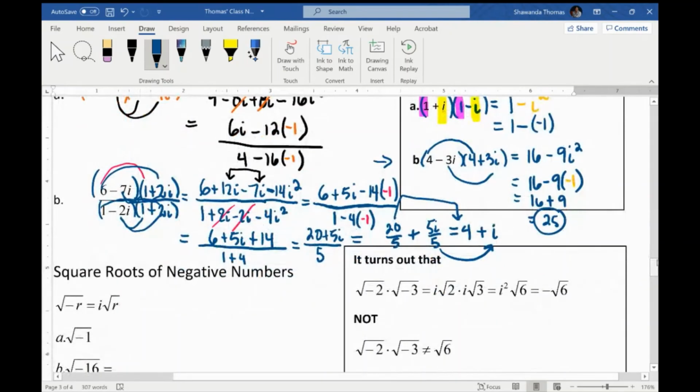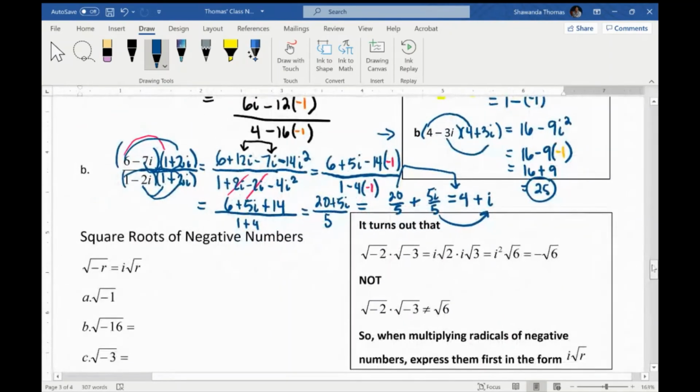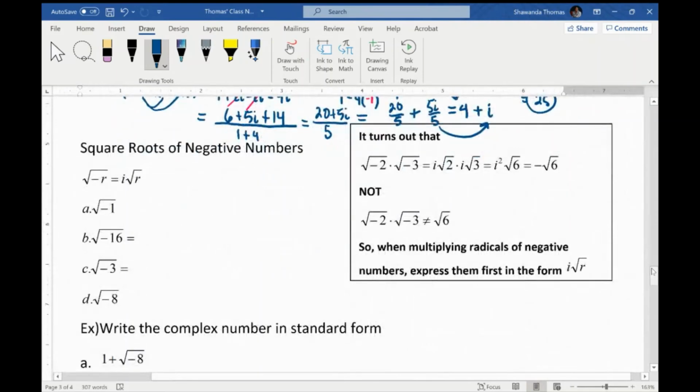Let's learn something else about the imaginary number system. It turns out, let's go over here in this box, that the square root of negative 2 times the square root of negative 3 is not this right here. This is what we're used to for the real number system. In the imaginary number system, you can't do that. If you have negatives under the radical, you have to follow this process up here. So we're going to convert some radicals to i's, and I'm going to show you how to do that. Let's go over here to the left.